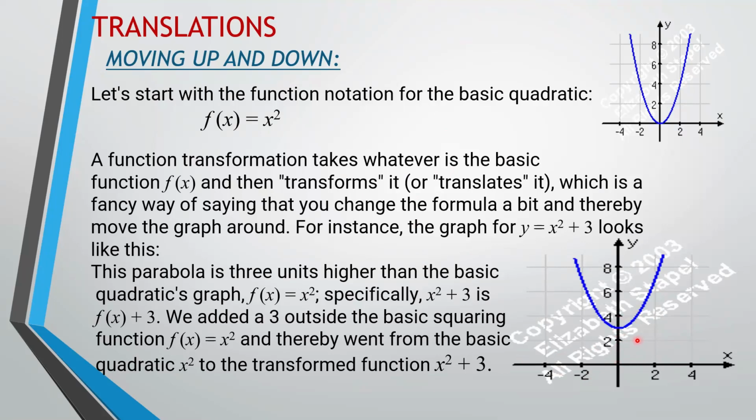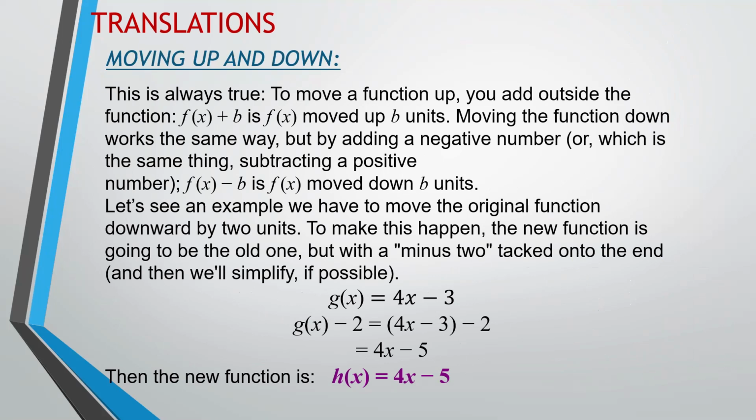The base function moves upwards by 3 units, so that is called moving up and down translations. That means if we add a number like 3 or any number outside the function, the function will be transformed vertically upward. In the next case we will discuss moving downward. This is always true: to move a function up, you add outside the function, f(x) + b, and f(x) moves upward b units.